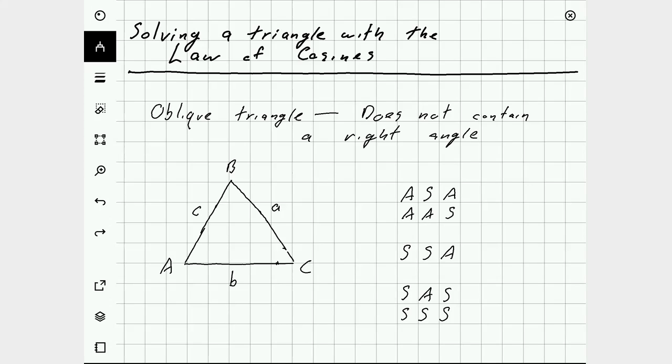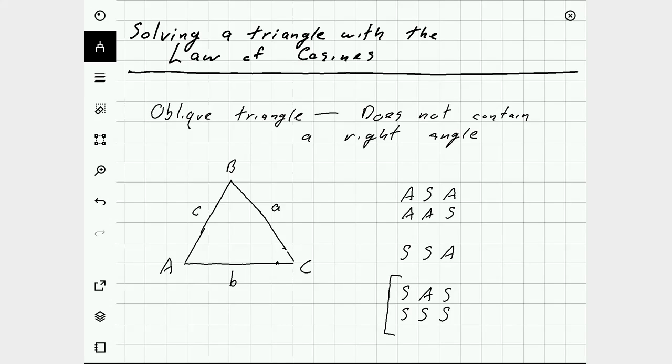In this video, we're going to be looking at the SAS triangle and the SSS triangle, the two cases where it is impossible to get a side and the opposite angle both known. I'm going to specifically look at the SSS case in this video, but I think that once you've seen it, the SAS case is going to be very apparent.